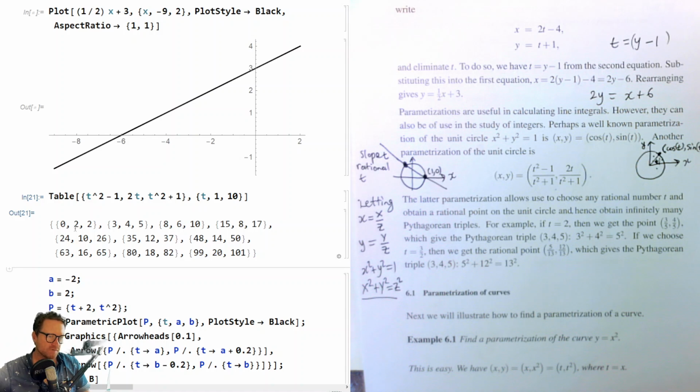Right, so some of these are not very interesting because they have a 0 coordinate. But we've got 3, 4, 5; 8, 6, 10; 15, 8, 17. And you can think of that as 8, 15, 17 if you like, and so on. So in this way we can get infinitely many Pythagorean triples, which I think is fairly interesting.